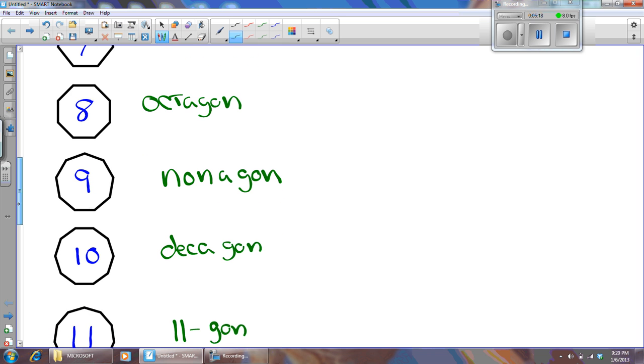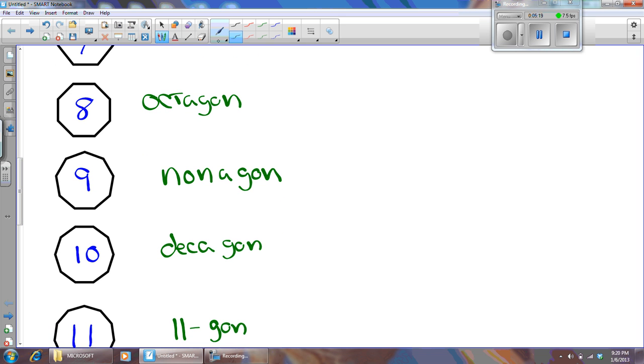I think the best example of a decagon is one you've seen a lot. Let me see if I can find one. I believe this is a decagon right here. Yeah, we're going to say it's a star. Well, of course it's a star, but it's also a decagon. Look, 1, 2, 3, 4, 5, 6, 7, 8, 9, 10. 10 sides. It's a decagon.